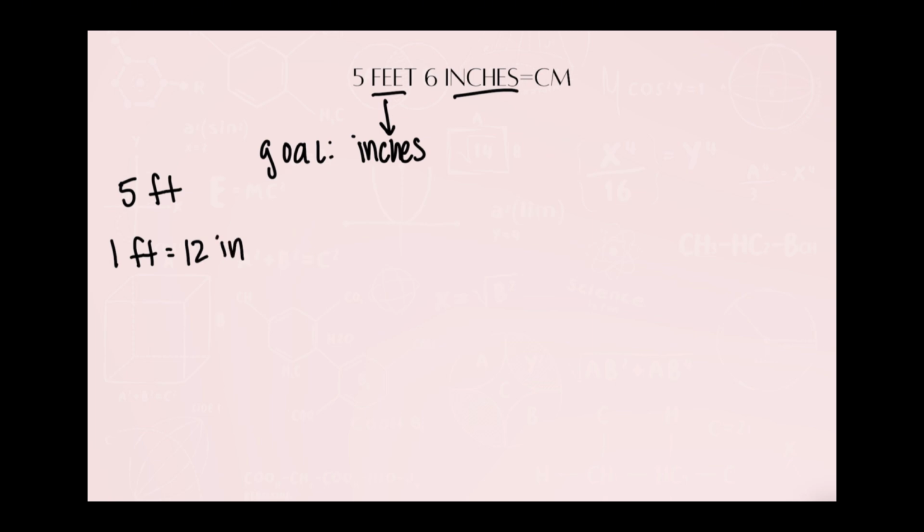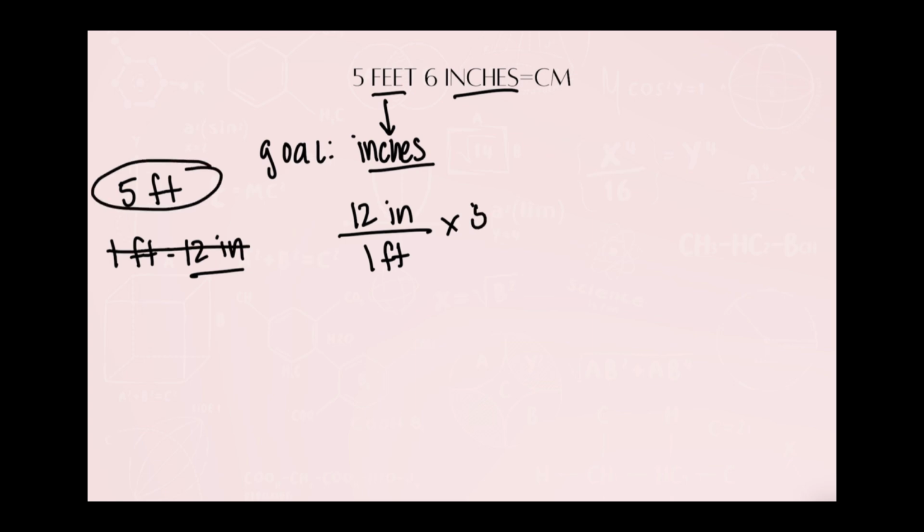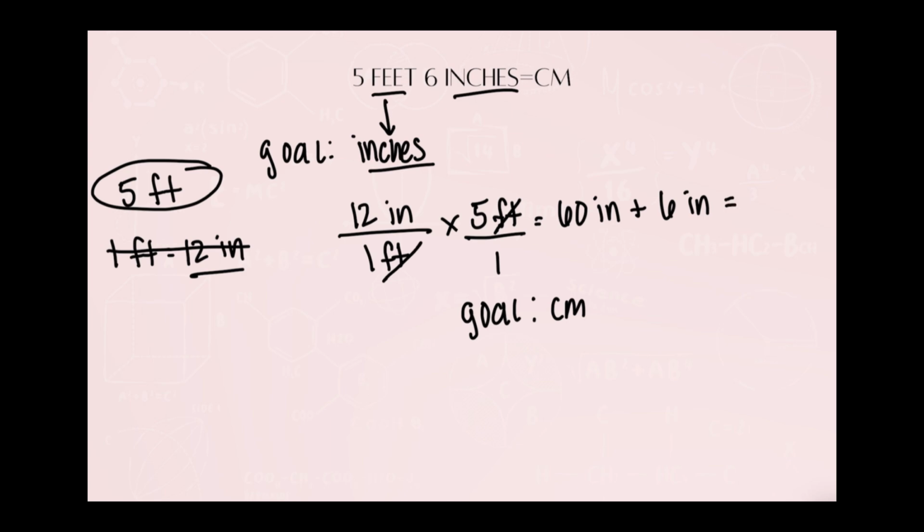So if I'm looking for inches, I start with what I'm looking for and I make it first and put it on the top. So 12 inches is 1 foot. I've used that puzzle piece, and now I will put my 5 feet over 1 because it's by itself. And I will cross out my units. So inches is left, and we'll do 12 times 5 equals 60 inches. So we will combine like terms, and we will add our 60 inches to our existing 6 inches. And now our new goal is to go from inches to centimeters.